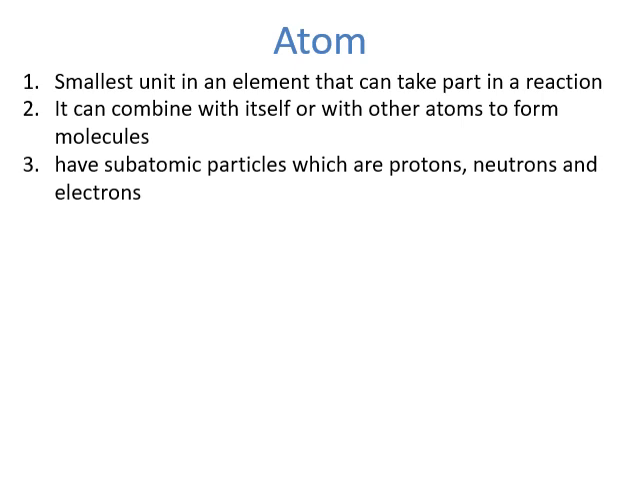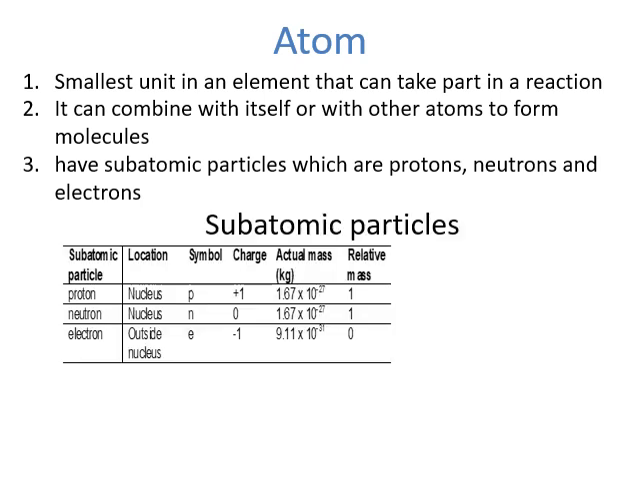An atom is, as everyone knows, the smallest unit of the element that can take part in the reaction. It can combine within itself or combine with another atom to form molecules. We also have subatomic particles. In an atom, it has proton, neutron, and electron. Those three things we call subatomic particles.